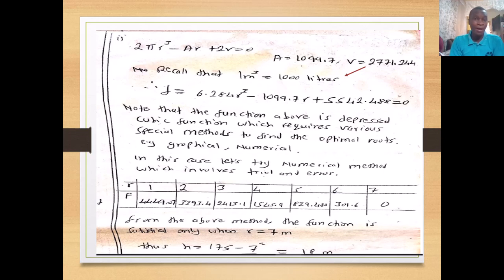It can never be 0. Remember we said r is greater than 0. Therefore h equals (175 minus r squared) over r, and then we have r as 7. So substituting this r, which is 7, into the formula, we are going to have h as 18 meters. So we have radius 7 and height 18 meters.